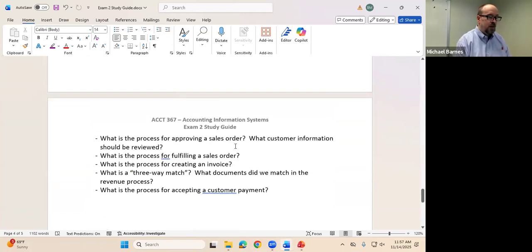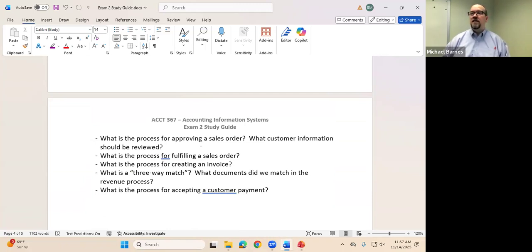Remember, we talked about the process for approving a sales order. That's pretty straightforward, but we also had to go through the customer information that should be reviewed. What were the two pieces of information we looked at? We looked at the customer's existing balance to make sure that it does not exceed what their approved credit limit was. And we looked at the days past due.